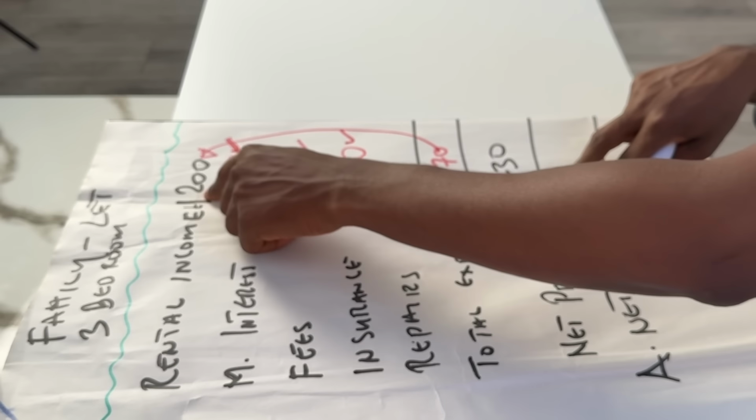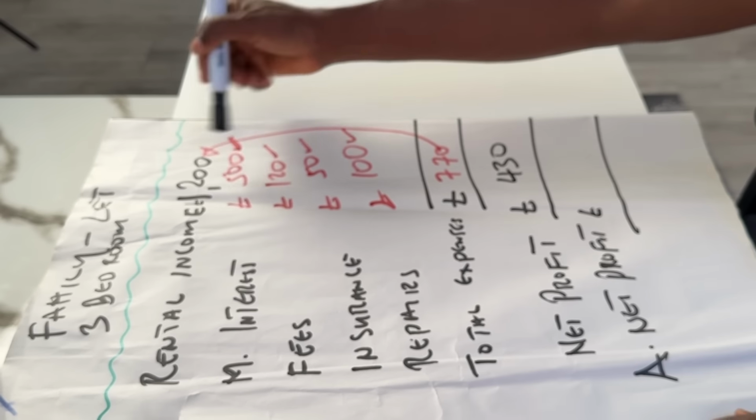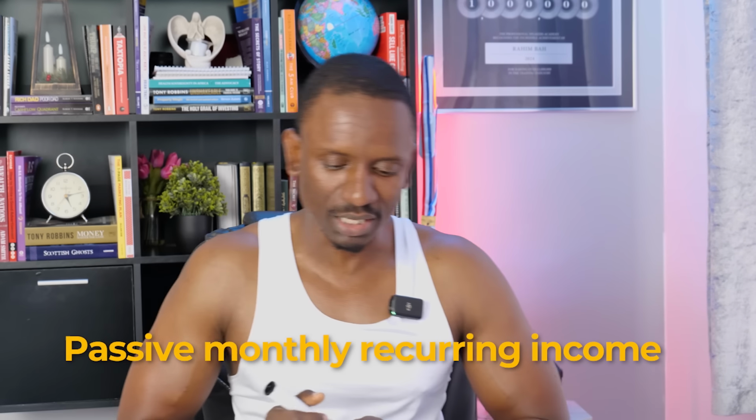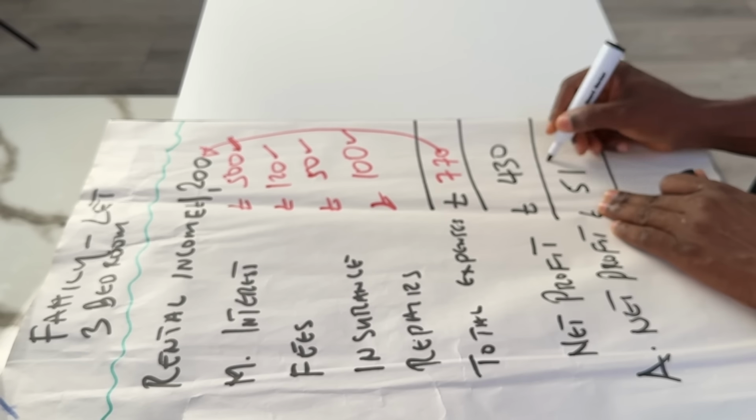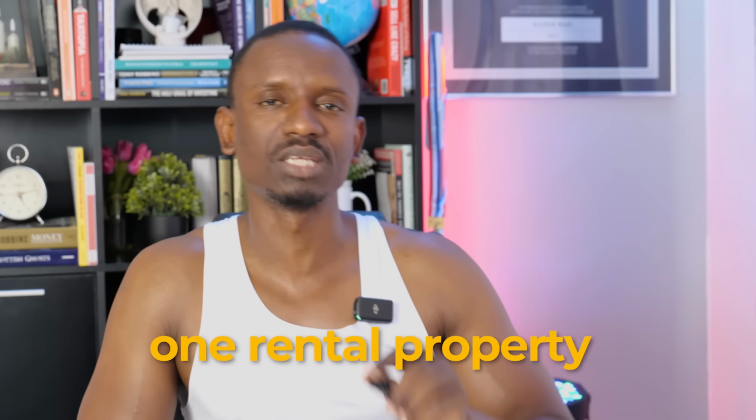And obviously you've got your tenant here paying you rental income every single month. With that, you're able to deduct all the expenses, making about £430. That is what we call passive monthly recurring income. So if we times that by 12, you're talking about £5,160 from one rental property.